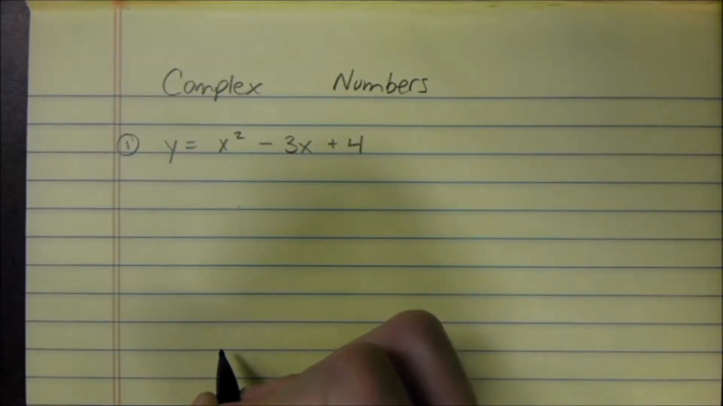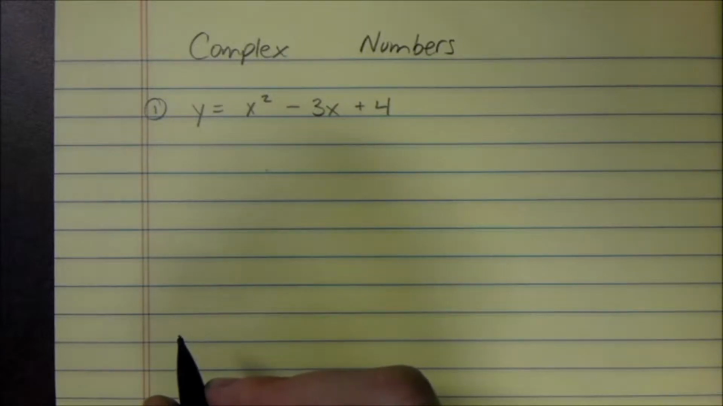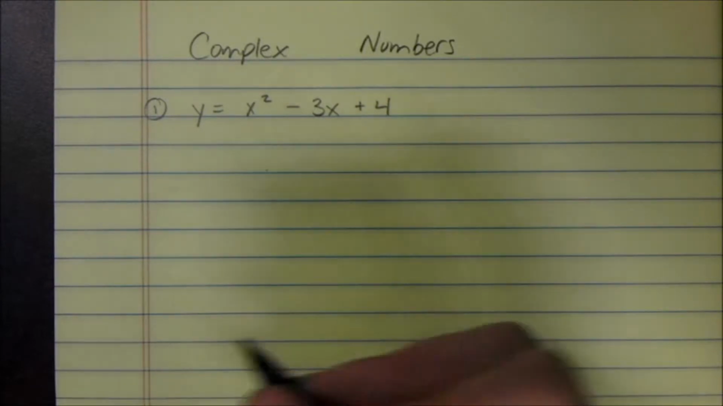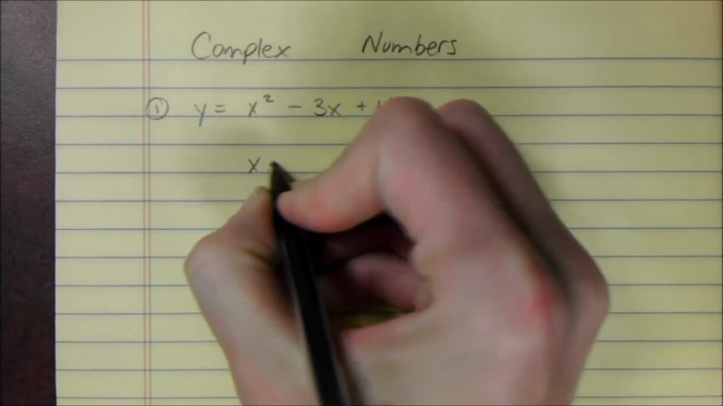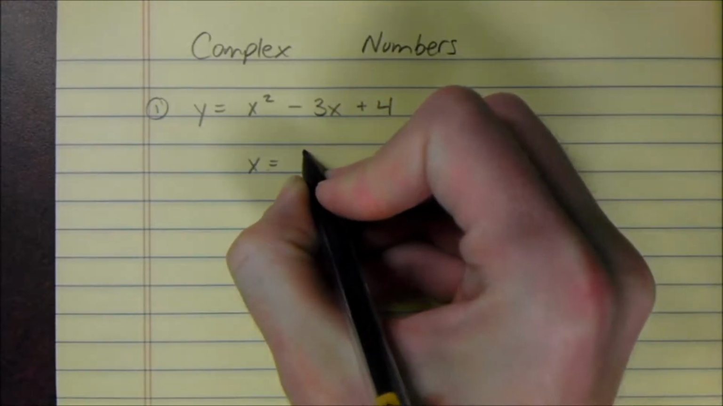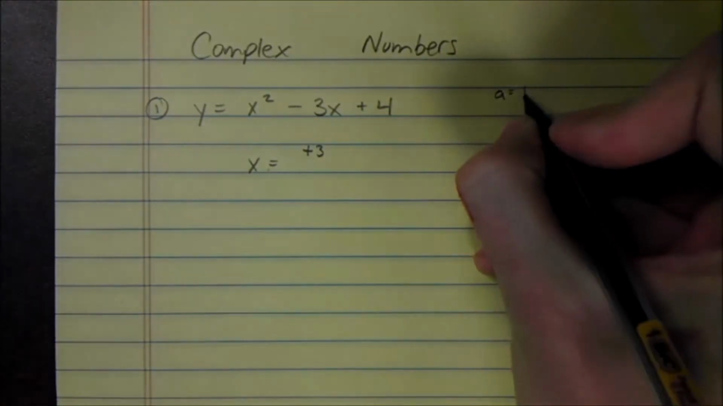I think this one should work. So this problem here won't factor based on the signs, but we could find the solutions. We could find the x-intercepts by using the quadratic formula. X equals minus b. Since b in this case is negative, let's go over here and write what a and b and c are.